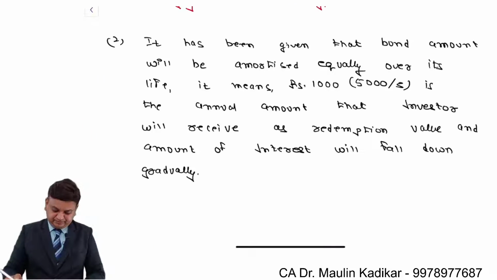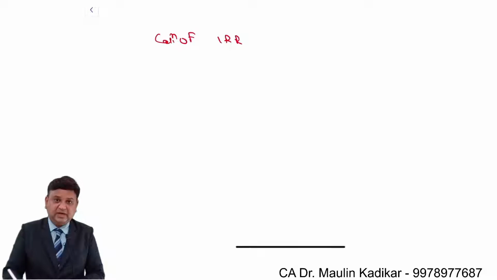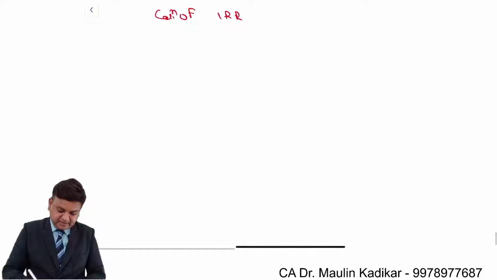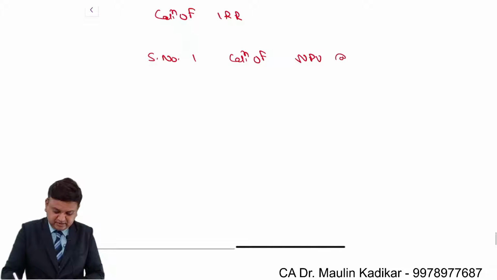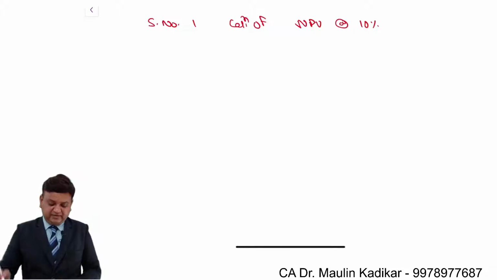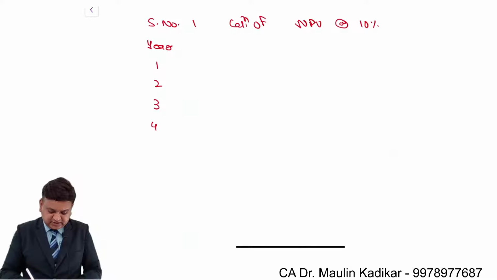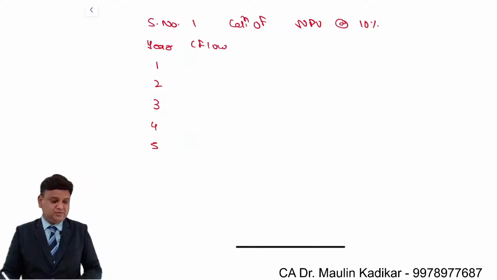So let us answer the question. Heading, write down: calculation of internal rate of return, IRR. In that, step number 1, calculation of NPV at the rate of 10%. So first of all, let us compute the NPV at 10%. Dear students, why 10%? For that, there is no reason. Randomly, we have to start with any rate for an NPV calculation.